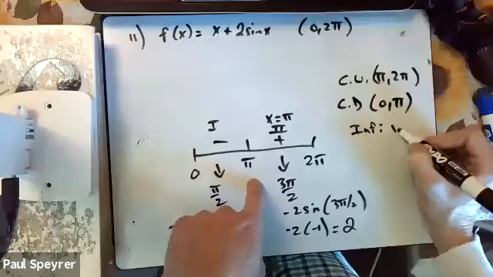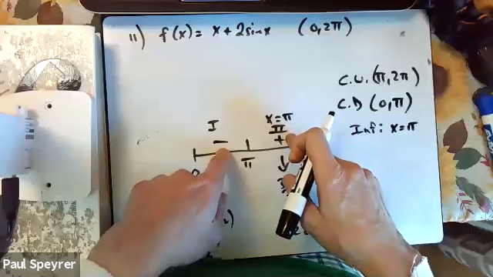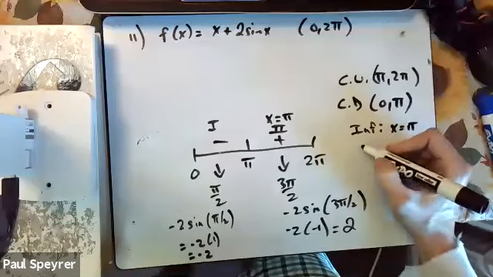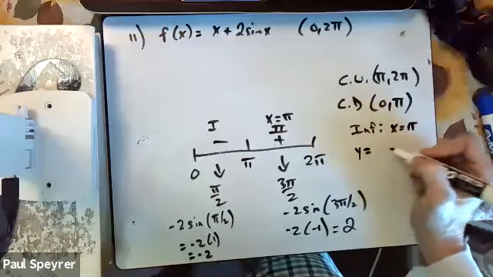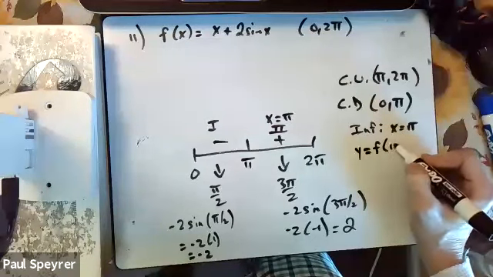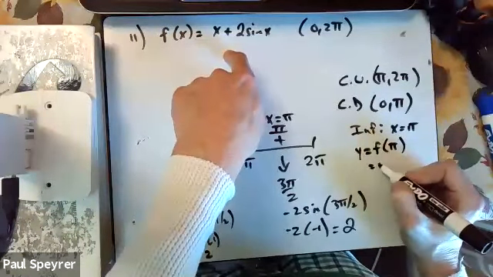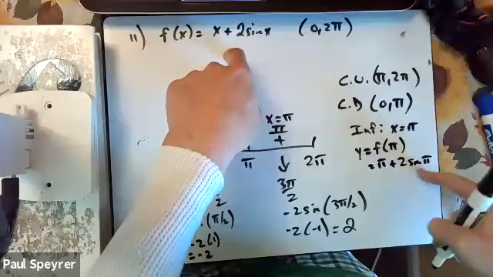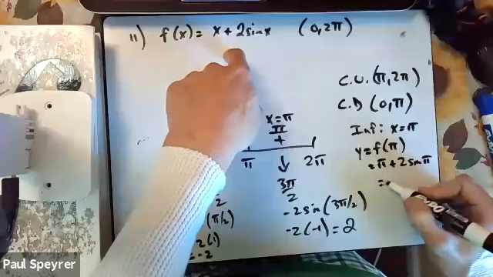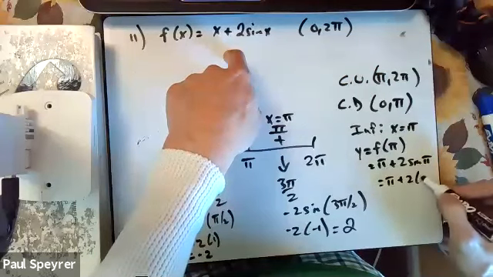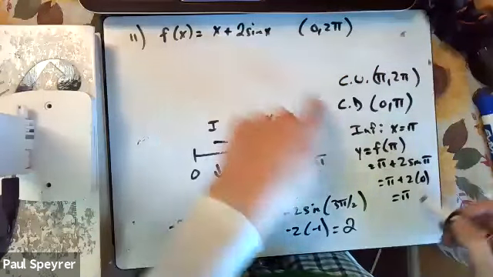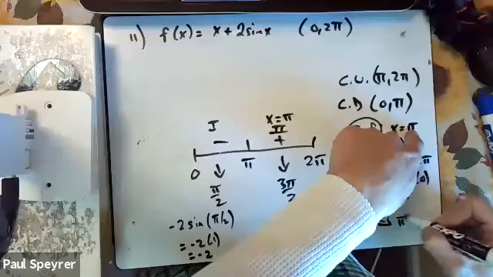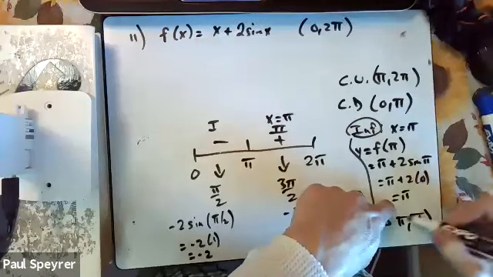Inflection at pi, right? Why? Because you have a change in sign in the concavity. What's the value where this is happening at, though, with respect to y? So y is equal to f of pi. What is that? That is pi plus 2 sine of pi. What's sine of pi? 0. So this is pi plus 2 times 0, which is pi. So your inflection point, this as a point, is x is pi, and y is also pi. Okay?